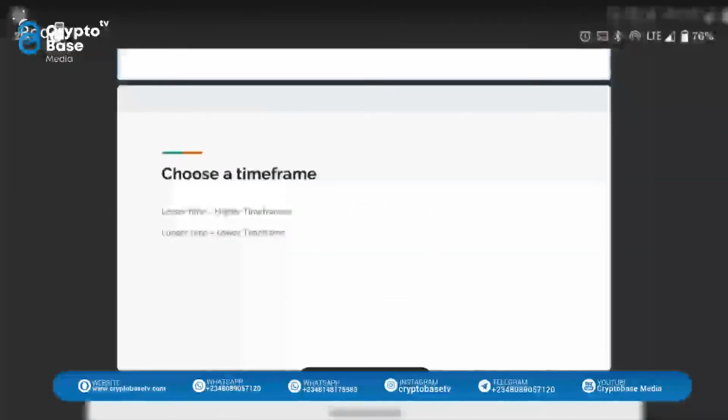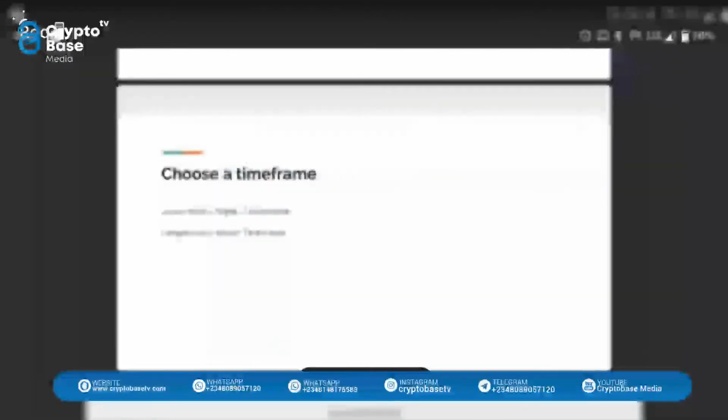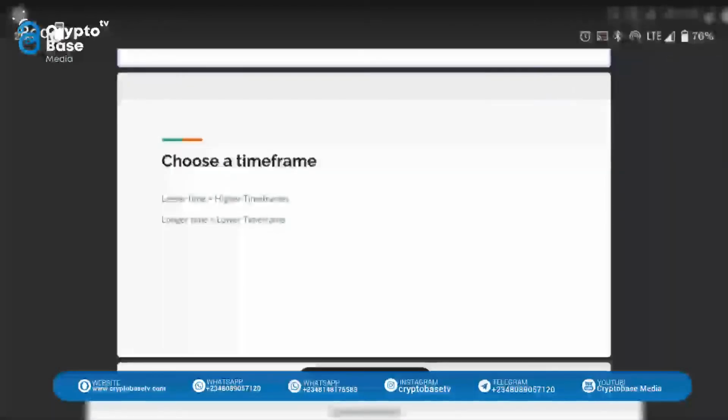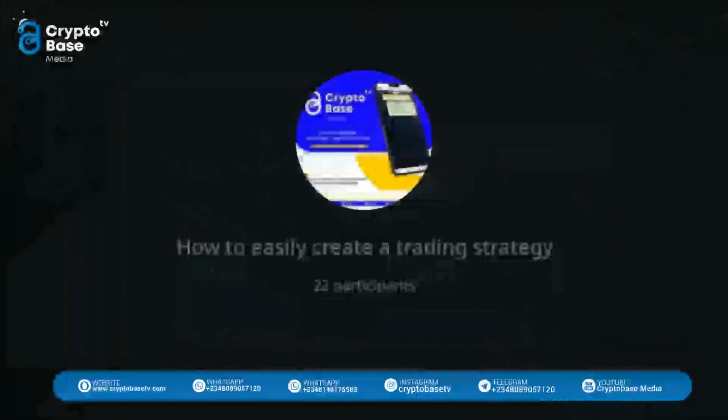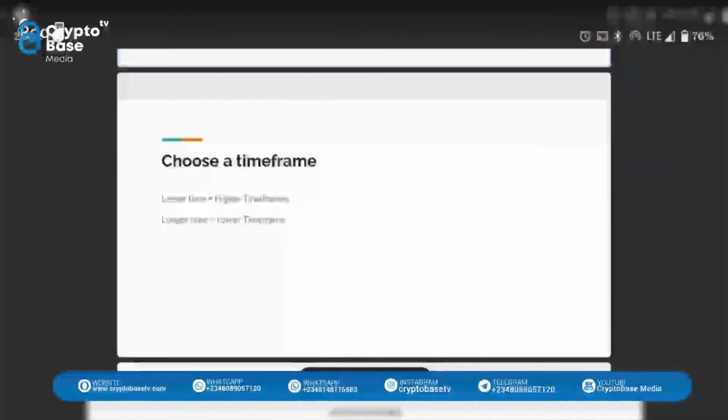And then if you have a longer time, that you have all the time in the world, you work from home and all of that, now you can use a lower time frame. Because in lower time frames, let me tell you one secret about time frames. Higher time frames, things happen slowly, but in a lower time frame, things happen very fast.